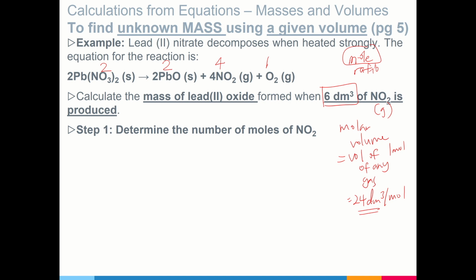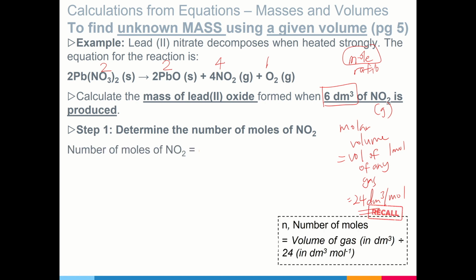How many moles are there in 6 dm³? So you need to use the formula. Okay, we recall the formula: number of moles equals volume of gas divided by 24 dm³ per mole. Okay, 1 mole is 24 dm³. So how many moles is 6 dm³?